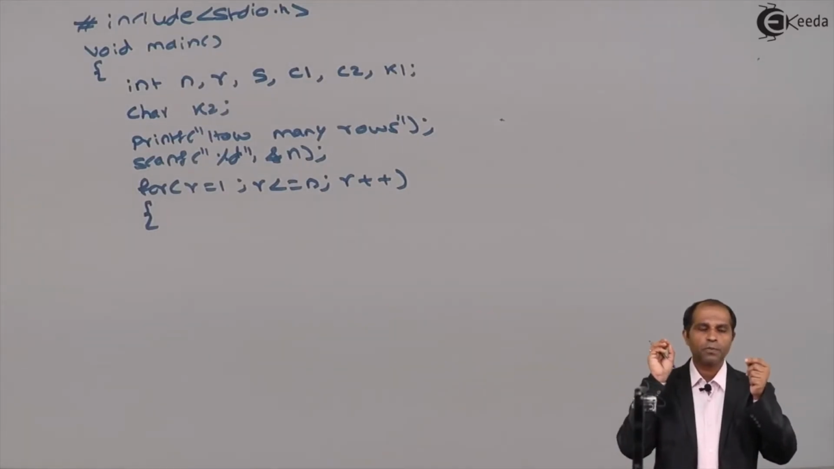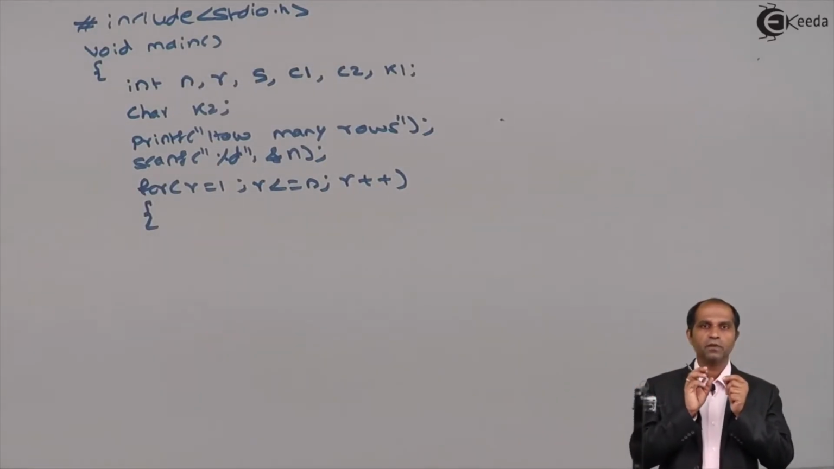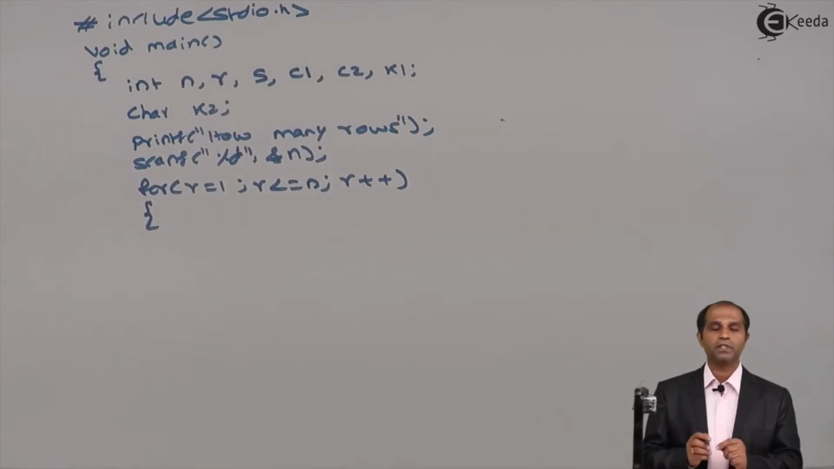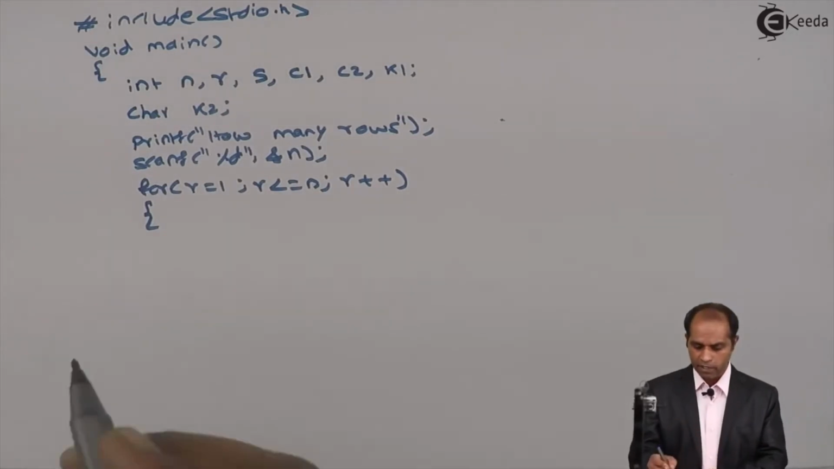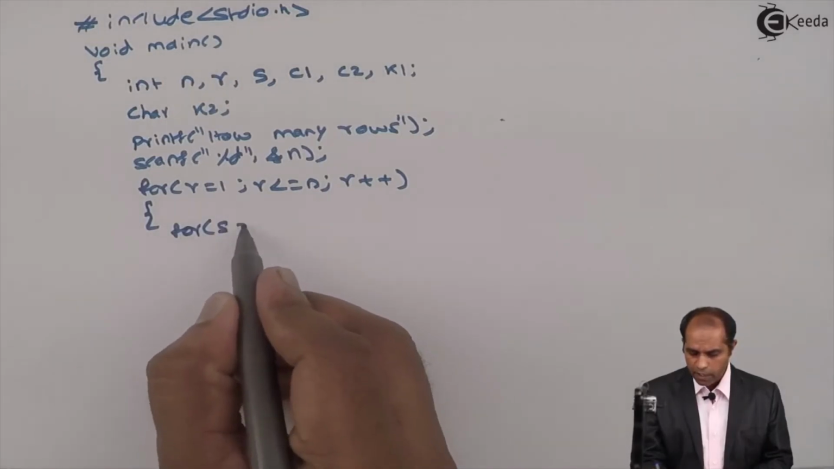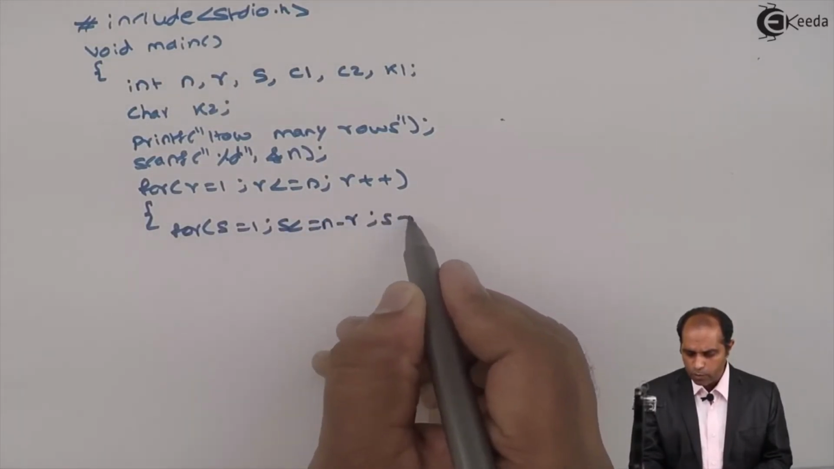Am I supposed to print numbers? Am I supposed to print alphabets? Or am I supposed to generate spaces? The answer is right. You have to generate spaces. Let's write a loop to indicate how many spaces I'm supposed to generate. I know that spaces are going to be controlled by a loop called the S loop. And this S is going to go from 1 to n minus r. So I'll say for S equals to 1, S less than equals to n minus r, S plus plus.